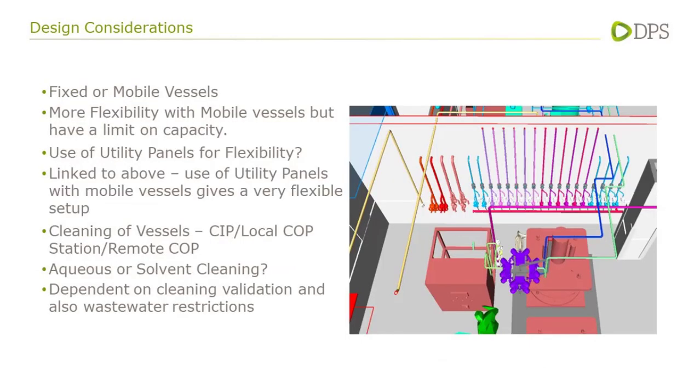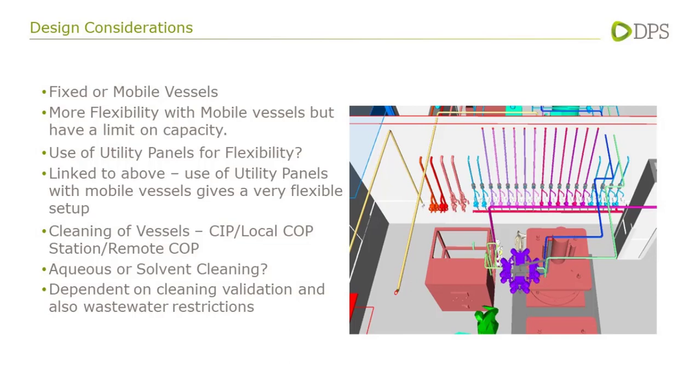Some other design considerations to take into account, which will vary depending on the scale of the facility, are the use of fixed or mobile vessels. Note, as a rule of thumb, once you go above 500 litres, you're not really mobile anymore. Mobile vessels have the advantage of flexibility and less hard pipework, but also require more manual intervention, whereas larger fixed vessels are more appropriate for a fixed, stable process.